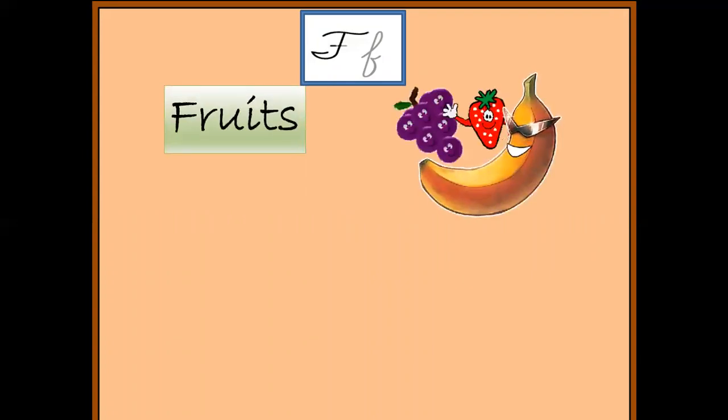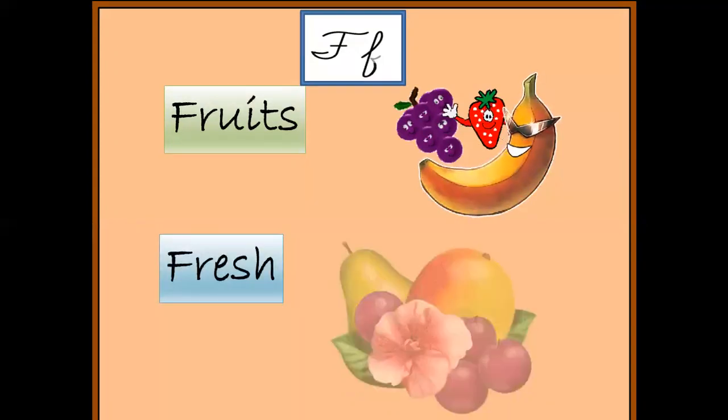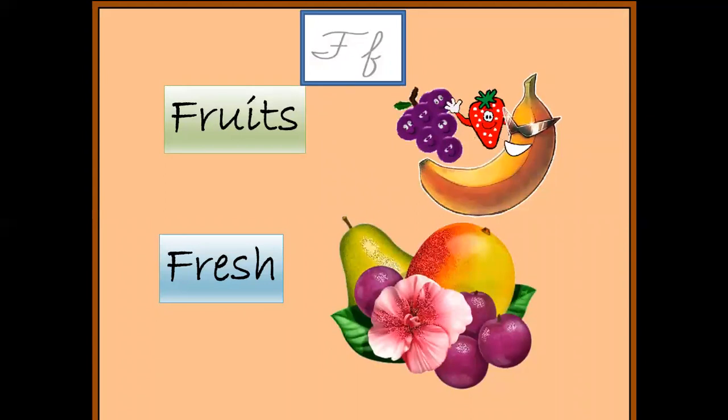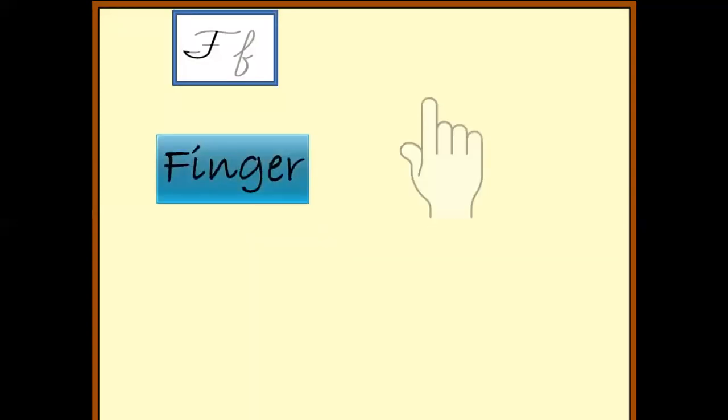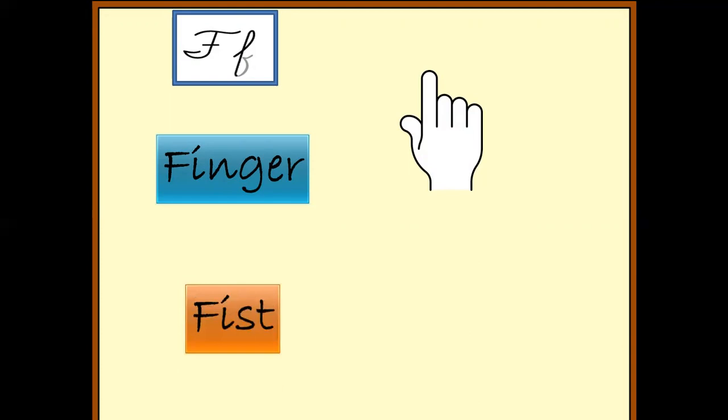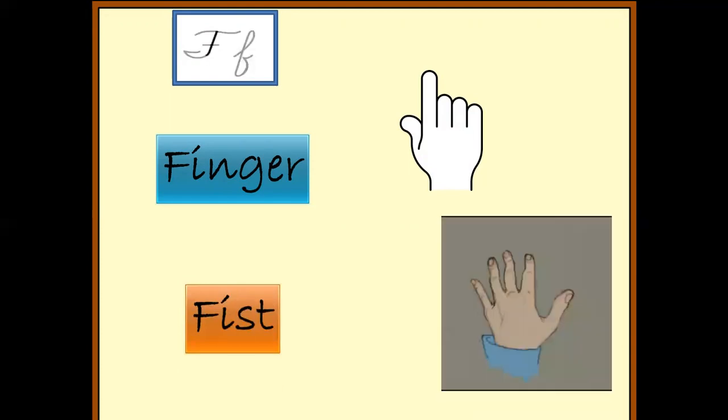Fruits. Fruits. Fa. Fresh. Fresh. Are these fruits fresh? Fresh. Fa. Finger. Fa. Finger. Now join and fold your fingers. What's this? Fist. Fist. Like this. Join and fold your fingers. Fist.